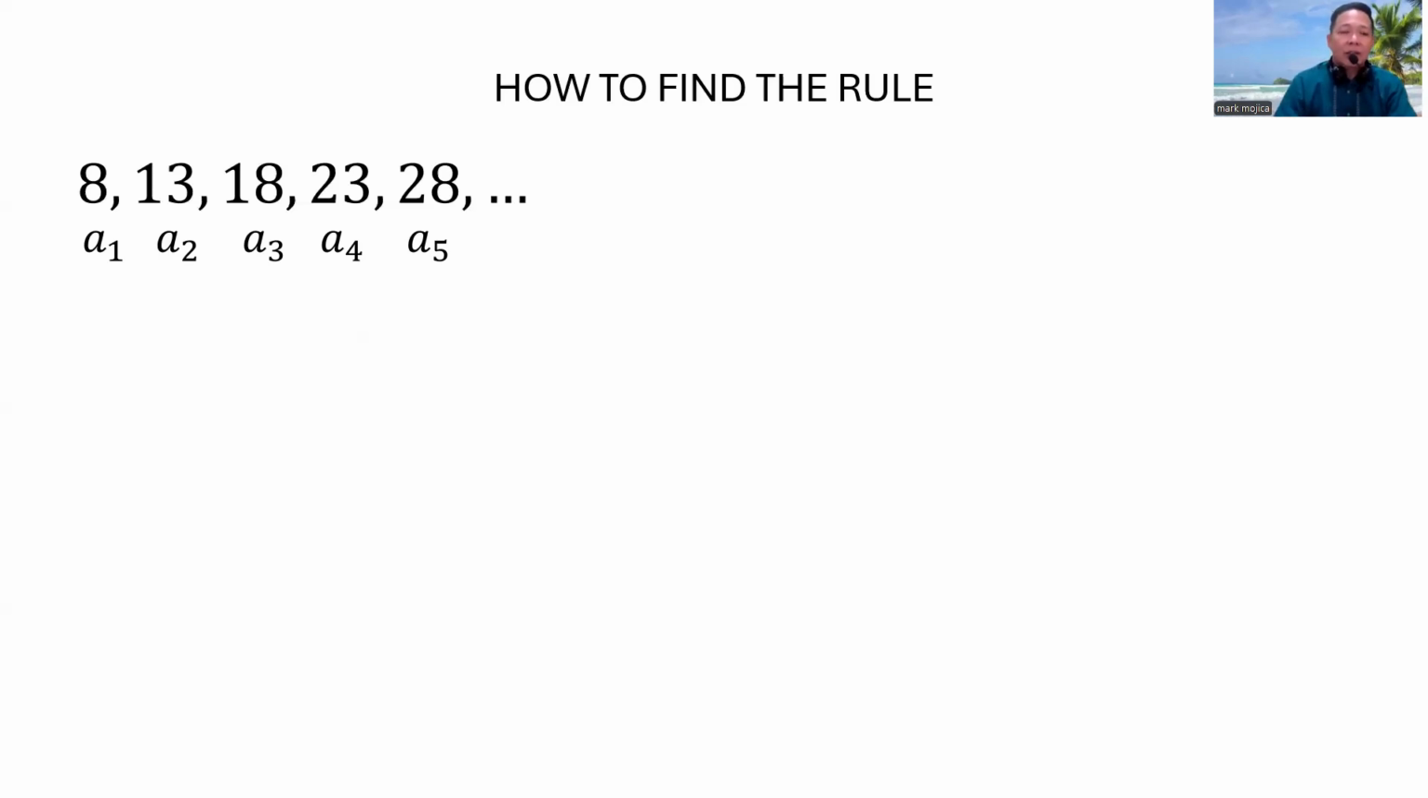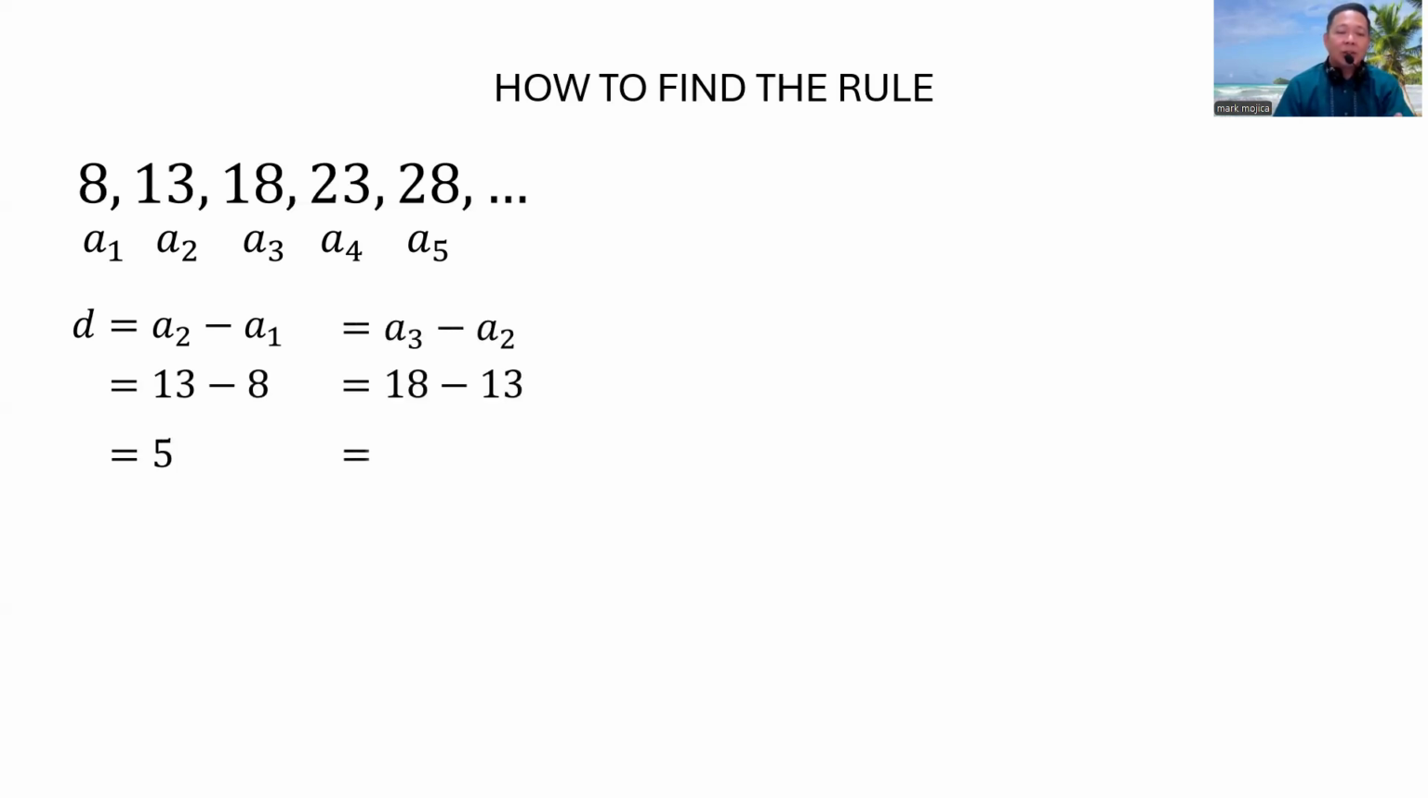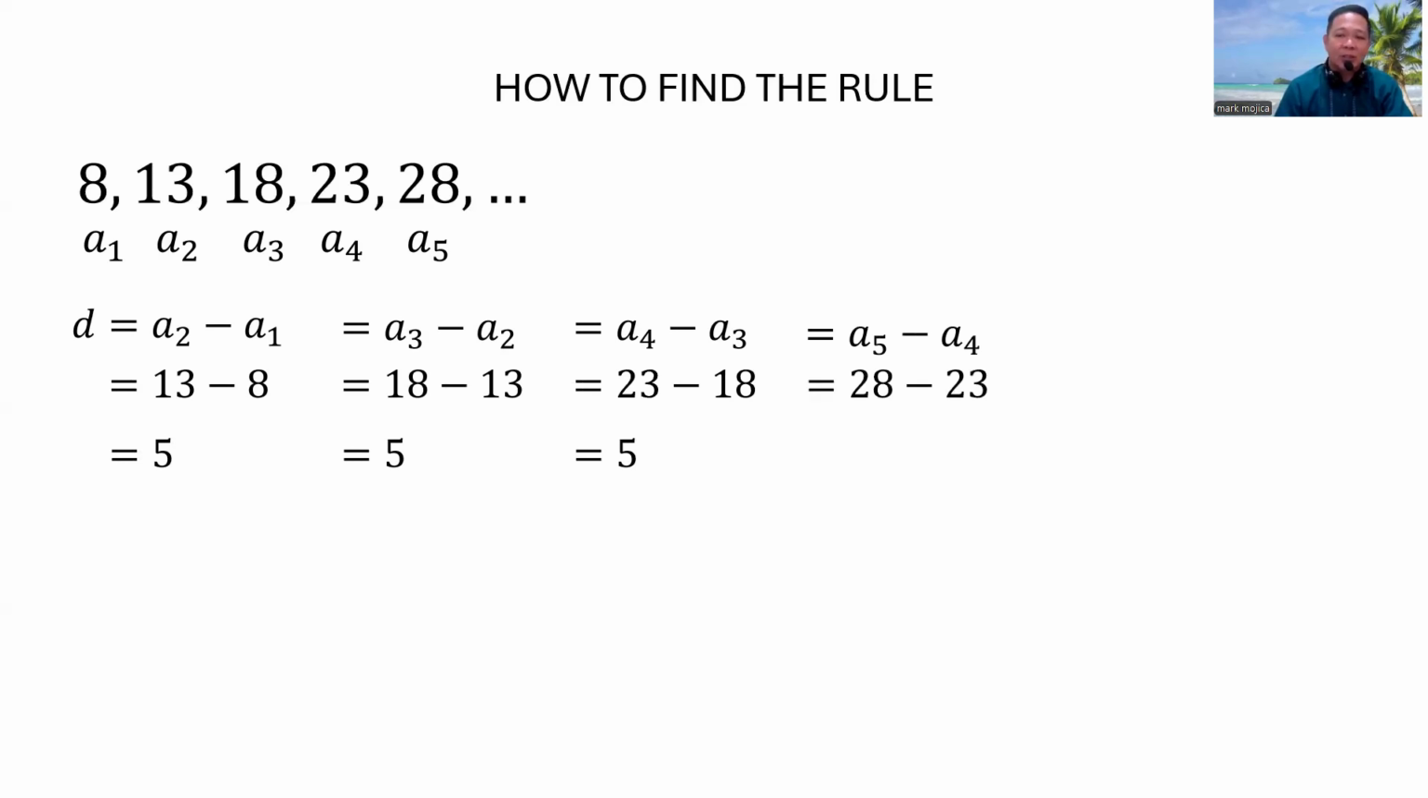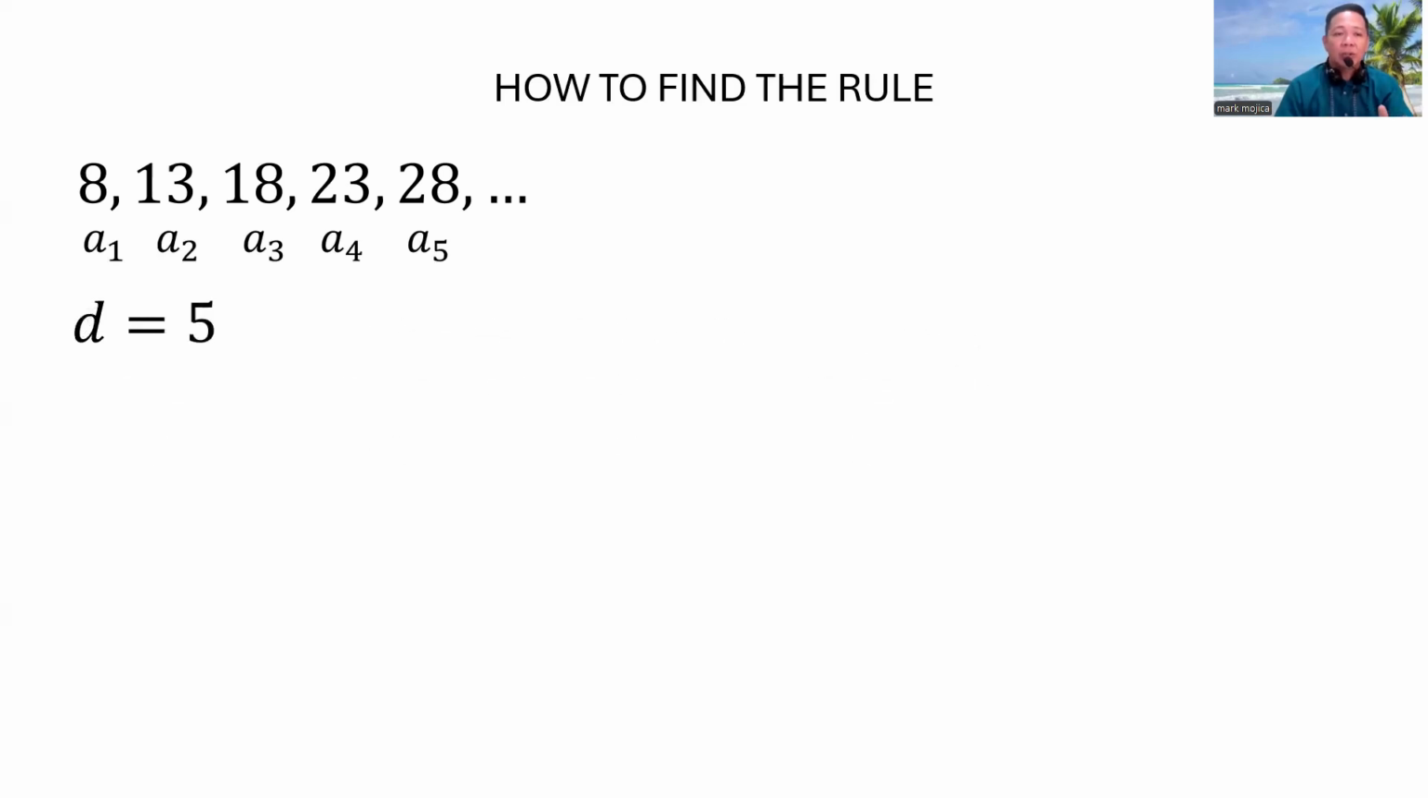Okay? The first thing you do is to find kung ano yung difference nito. Kasi kung analyze natin yung 13 and 8, pag sinubtract natin yan, that is equal to 5. Yung ating 18 minus 13 is also 5. Ang ating 23 minus 18 is also 5. And also 28 minus 23 is also 5. So therefore, ang difference ng bawat term from first to second, second to third, third to fourth, and fourth to fifth is already 5. So this is a first essential para sa pag-create natin ng rule.